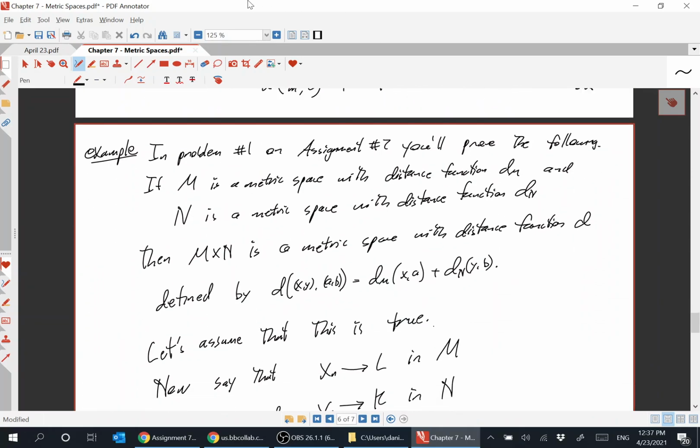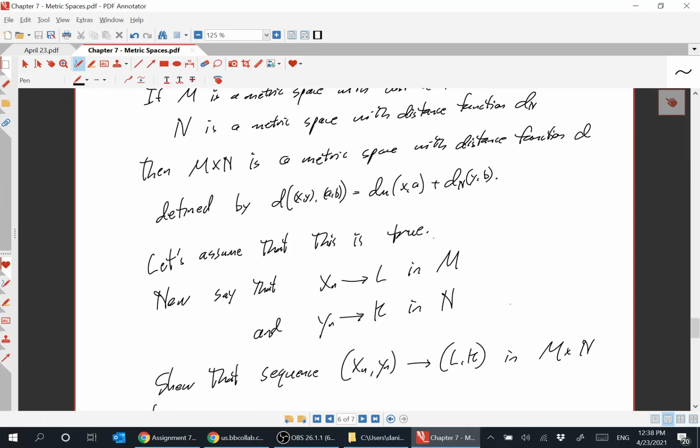And we did this example here. So in problem number 1 on assignment 7, you prove the following. If M is a metric space with distance function dM and N is a metric space with distance function dN, then M cross N is a metric space with distance function d, defined this way, just like we had on that assignment. Let's assume that's true, because you're going to prove it.